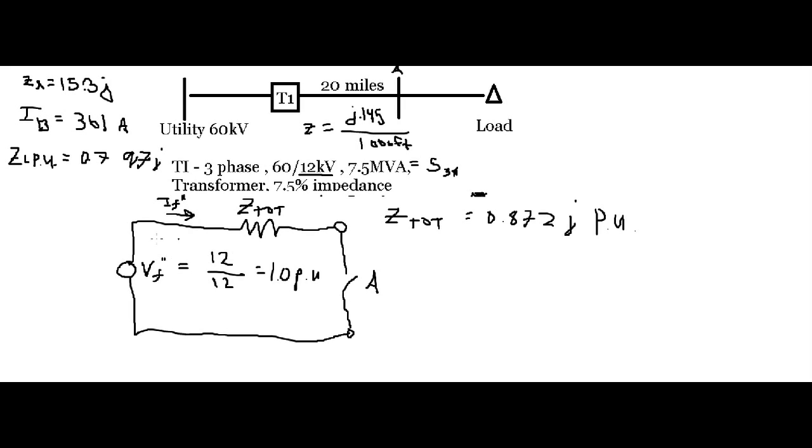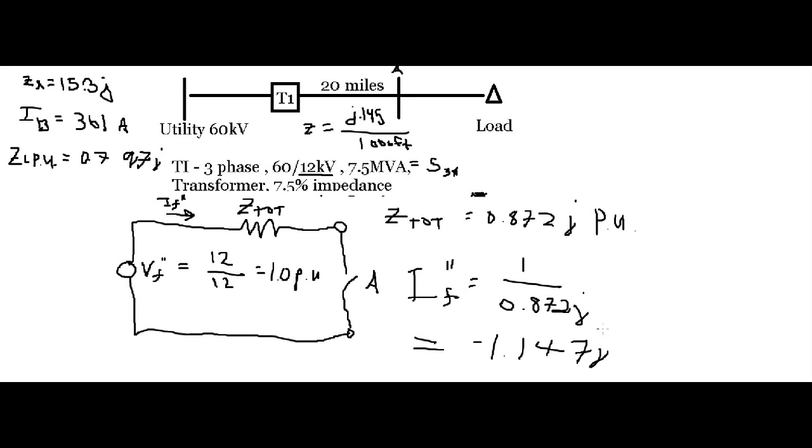And with these two values, we can calculate the I fault per unit value. So that's just going to be I fault per unit is going to be 1 divided by 0.872 j, and that is going to equal negative 1.147 j.